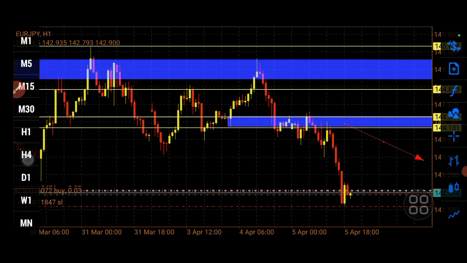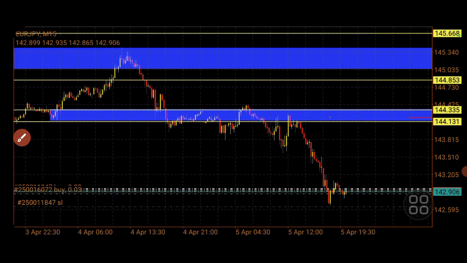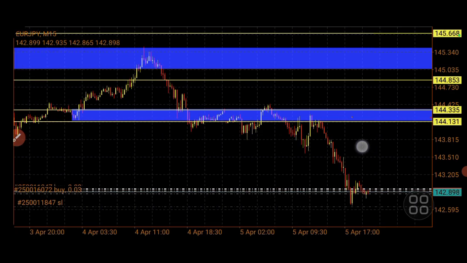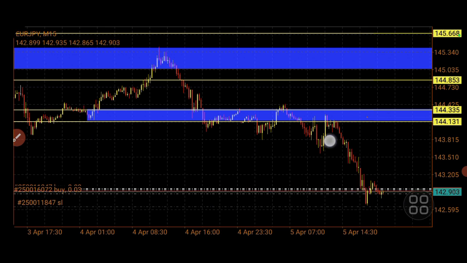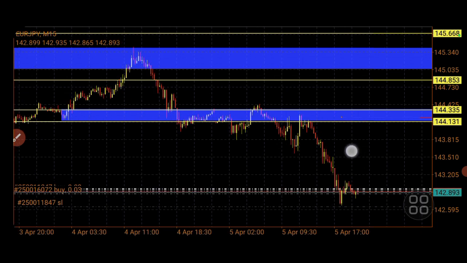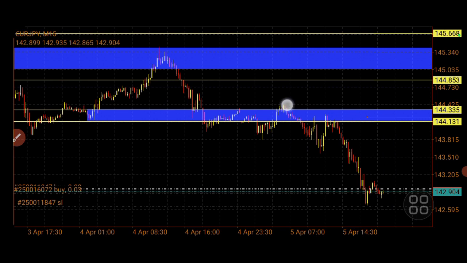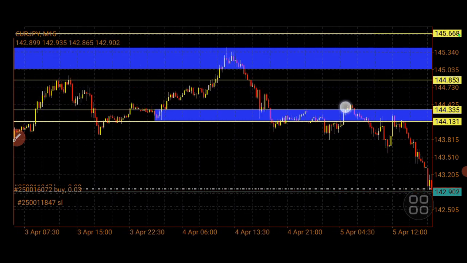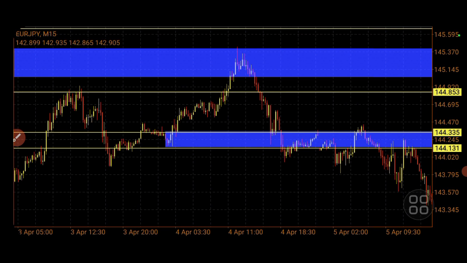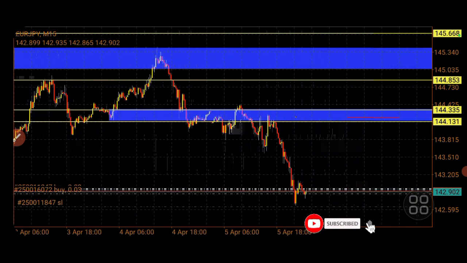Let me go to M15. Look at M15. So this is where I got my buy. This was where I got my sell. As you can see, boom, I put my stop loss just 20 pips above it and it worked down. So I'm going to teach you how to mark all these zones.